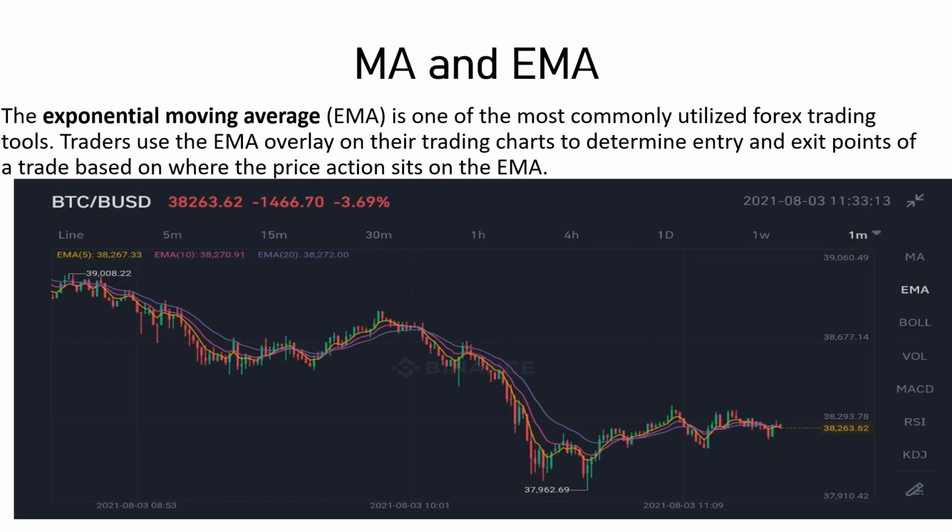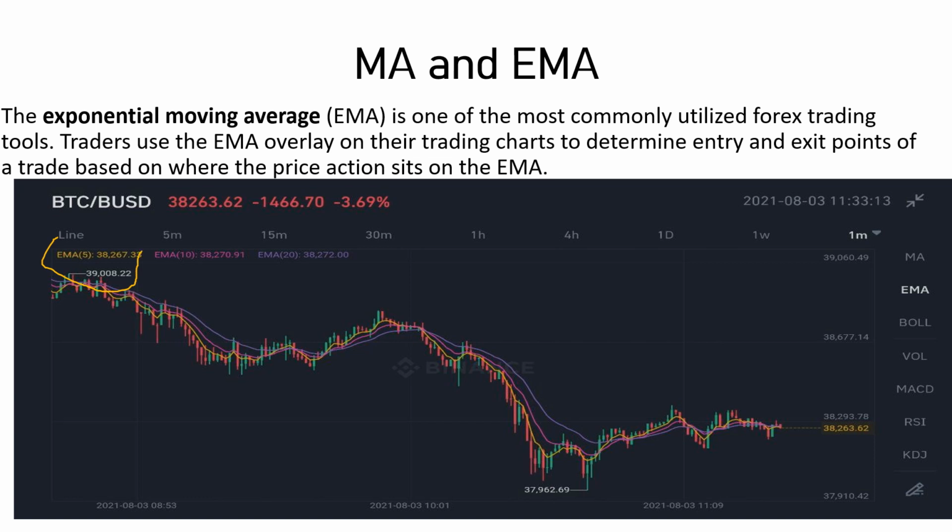Next, we come to MA and EMA. MA stands for moving average, and EMA stands for exponential moving average. So, what are these things? Right, the exponential moving average is a technical chart indicator, and it tracks the price of an investment over time. The EMA is a type of weighted moving average that gives more weighting or importance to recent price data. So basically what you see is EMA, and here you have these small charts.